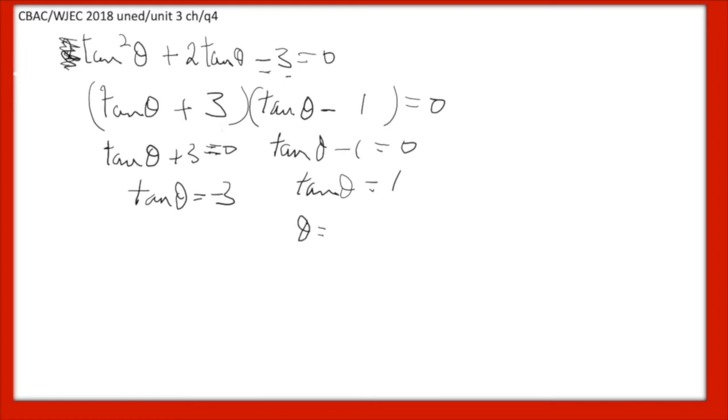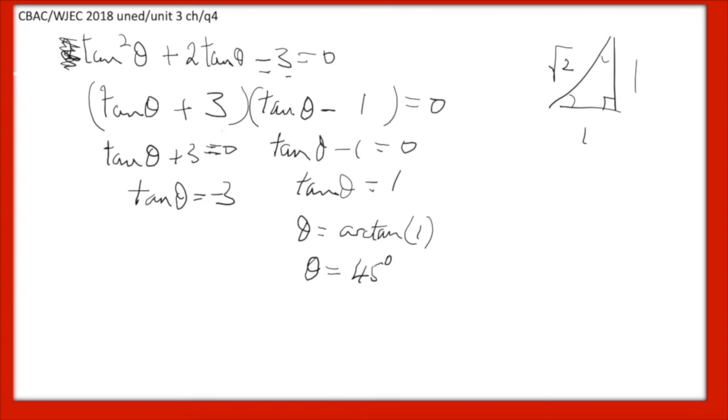So you notice I'm writing arctan because that's what I said earlier. If you write tan to the minus 1, that's fine. So therefore theta is 45 degrees. You think about your classic 1, 1, root 2 triangle. Classic 45 degrees, or pi by 4 radians, whichever you prefer. But that's the principal value. I also need a secondary value for that.